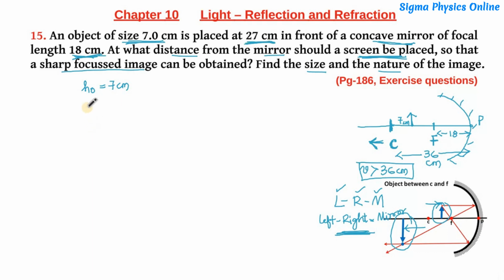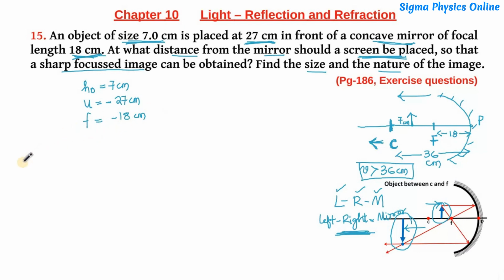The object distance U is minus 27 cm. Why it is minus? Because to measure the object distance we have to go towards the left from the pole, against the direction of light. Then we have the focal length of the mirror is minus 18 cm. It is also negative for the same reason.